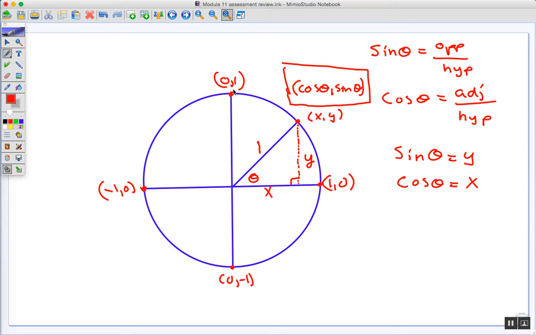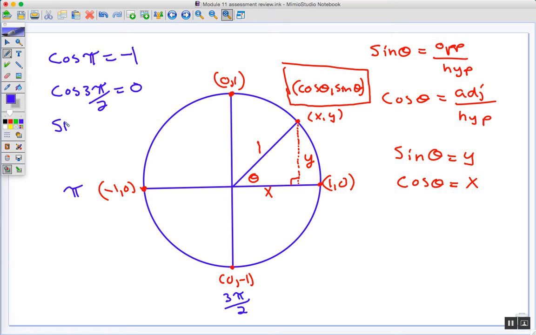So if we are looking at cosine of pi, well, cosine deals with x, pi is right here on our unit circle, so cosine of pi is -1. If we are looking for cosine of 3 pi over 2, this is 3 pi over 2 radians, that's 270 degrees. We're still dealing with cosine, so cosine is equal to 0 at that point.